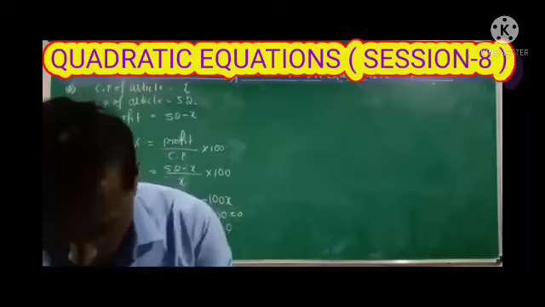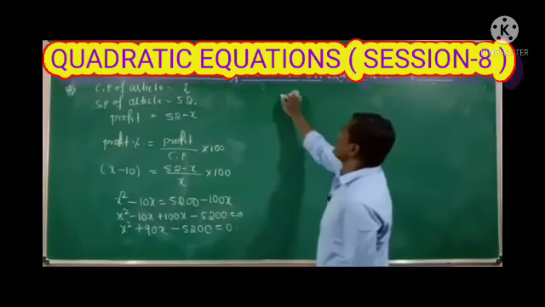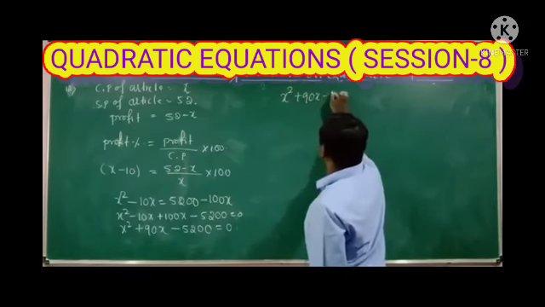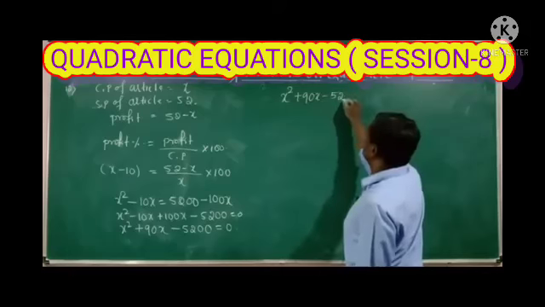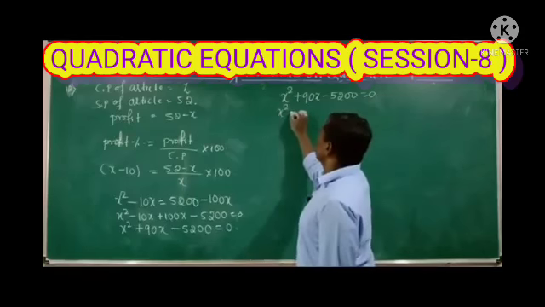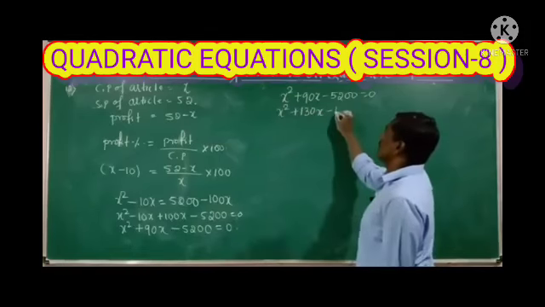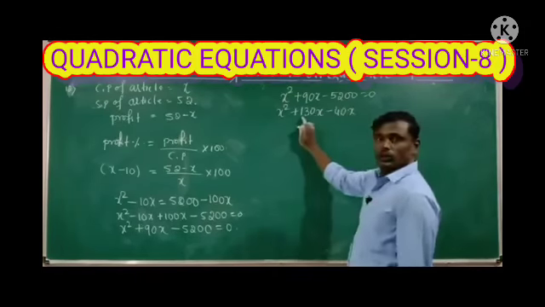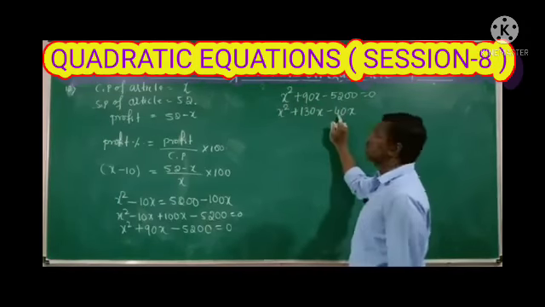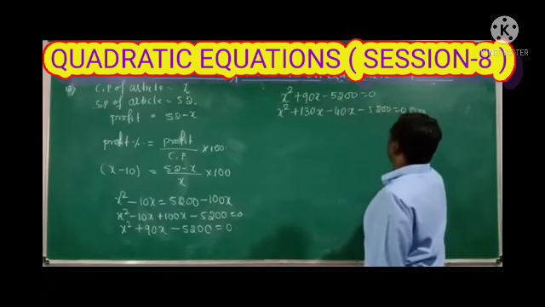Now we will split the middle term into two terms. What is the quadratic equation we have? X square plus 90X minus 5200, right? X square plus 130X minus 40X. 130 minus 40 is plus 90, and 130 into minus 40 is minus 5200, which is equal to 0.